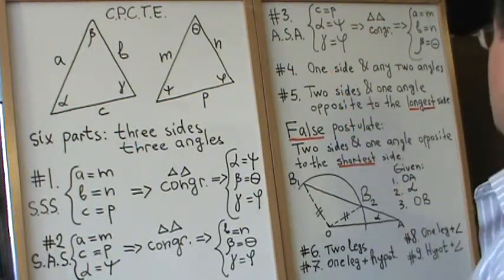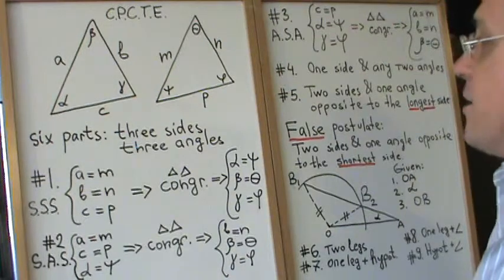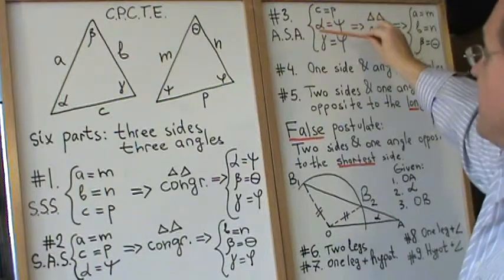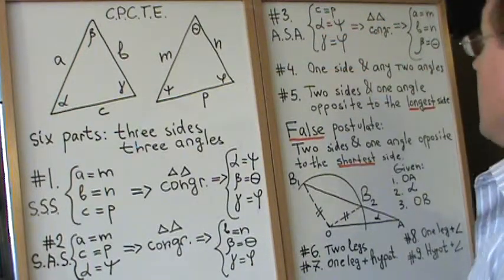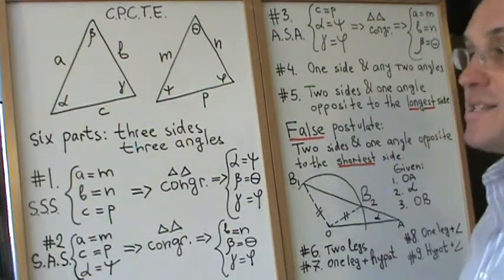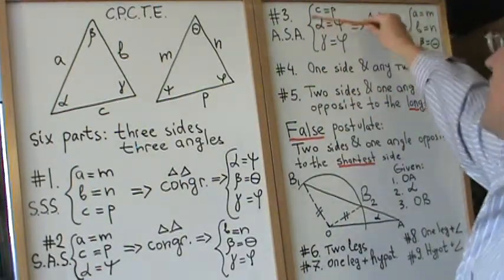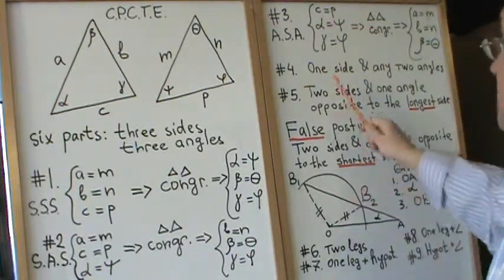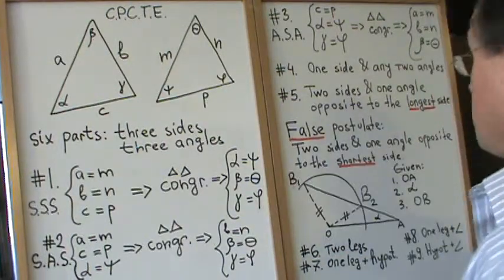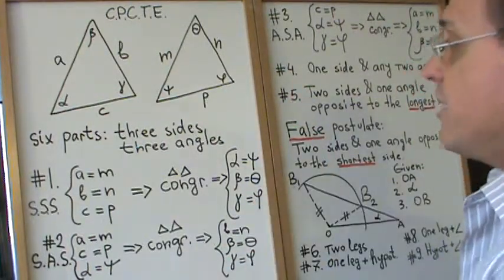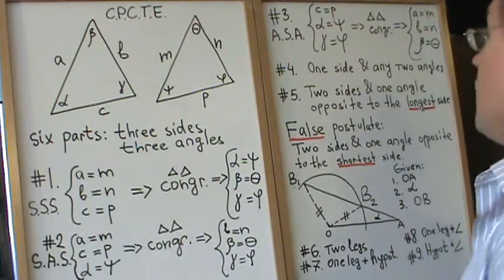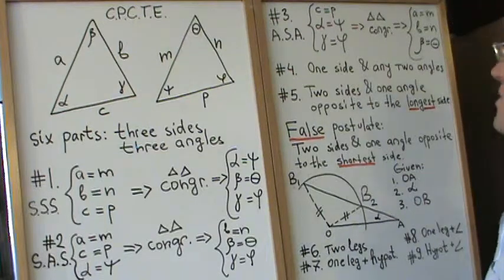Number four, one side and any two angles. We can see here that actually number three is a subset of number four. However, the first three postulates are like fundamental postulates that everybody knows, so that's why we separate them. But in reality, there is a postulate saying that if we have one side and any two angles of one triangle equal to the corresponding side and any two angles of another triangle, then those triangles are congruent.